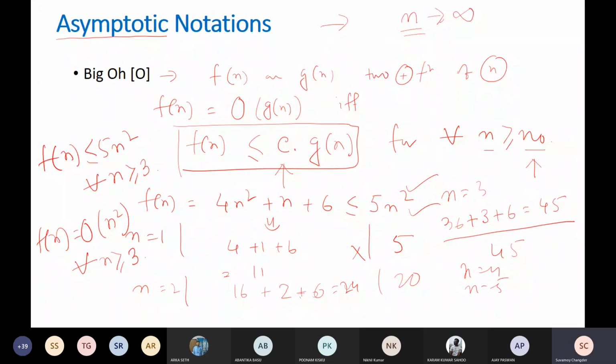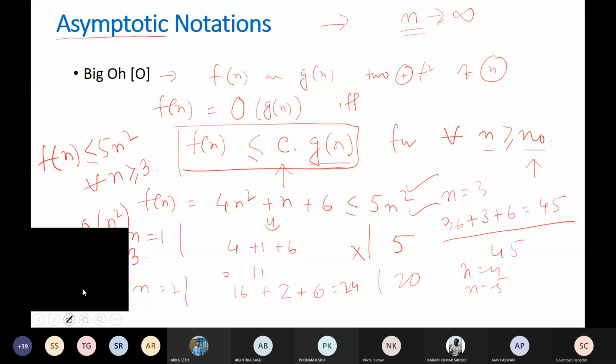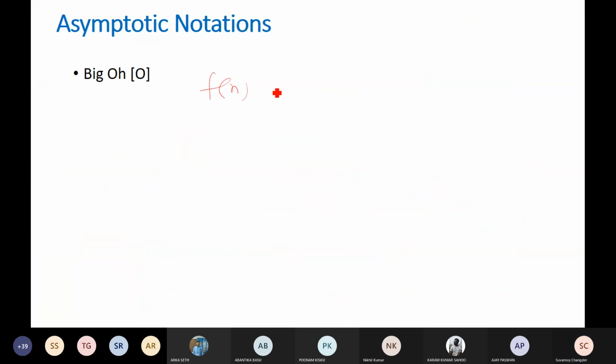So that means big O defines the upper bound of the polynomial. Here g(n) is defining the upper bound of the polynomial f(n). Upper bound means at most, f(n) can be bounded with a polynomial of n square. Now you can ask why, sir, at most? That can be explained like this. Here f(n) equals 4n square plus n plus 6.